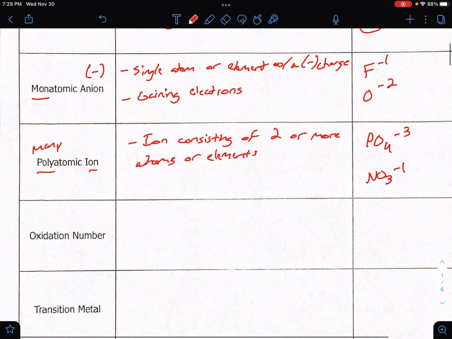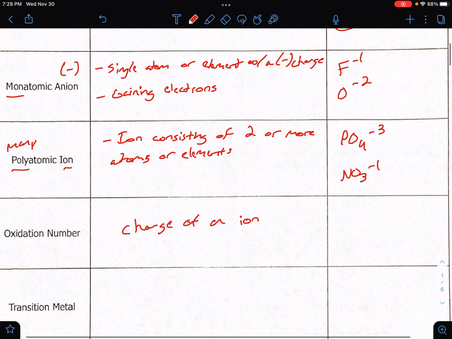Okay, oxidation number, that is simply the charge of an ion. By a charge, we mean something like -1, +2. That's what an oxidation number is. It's just a fancy word for charge.